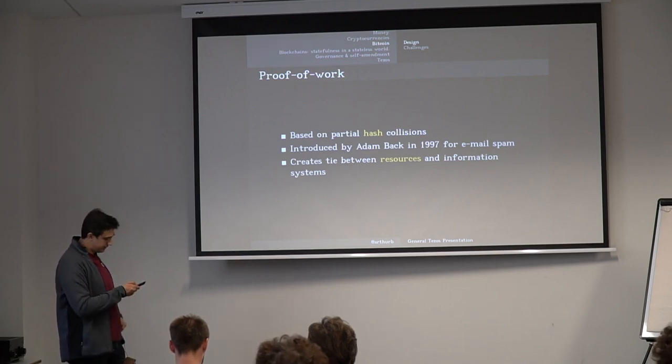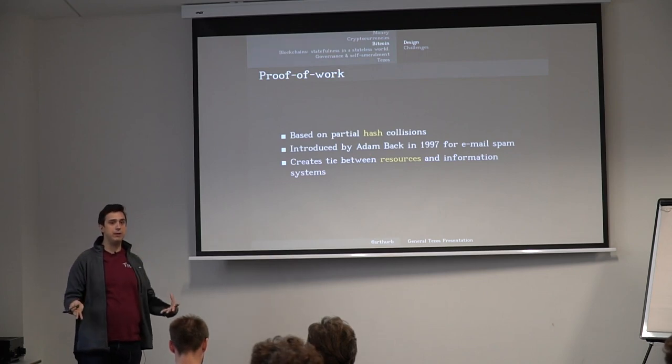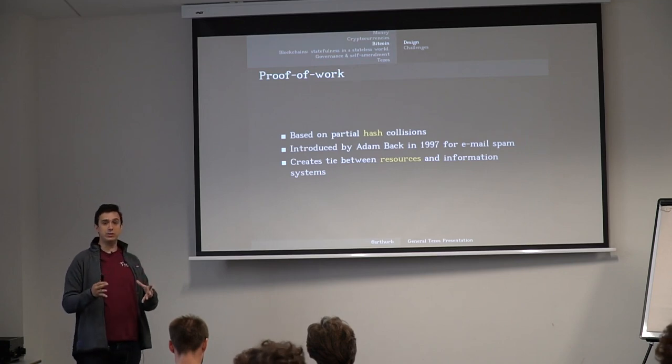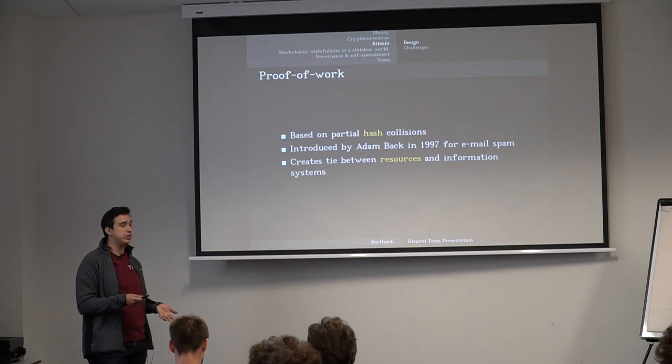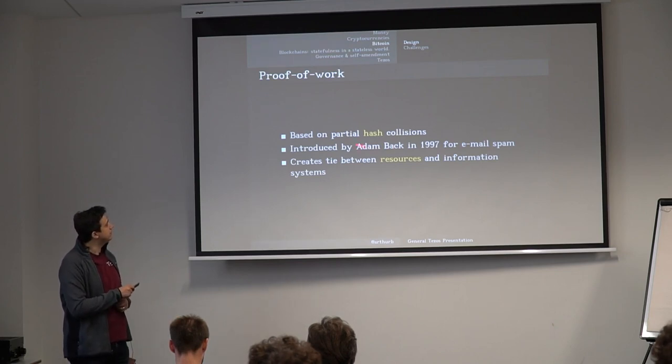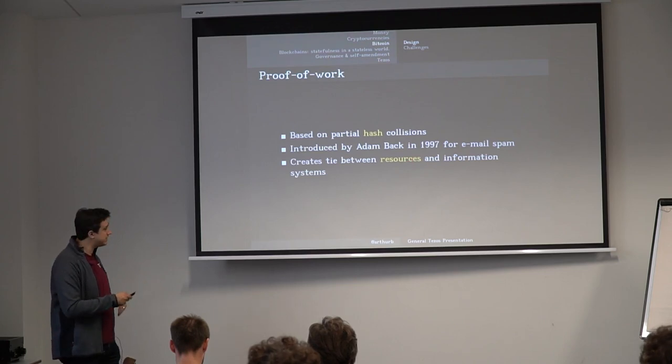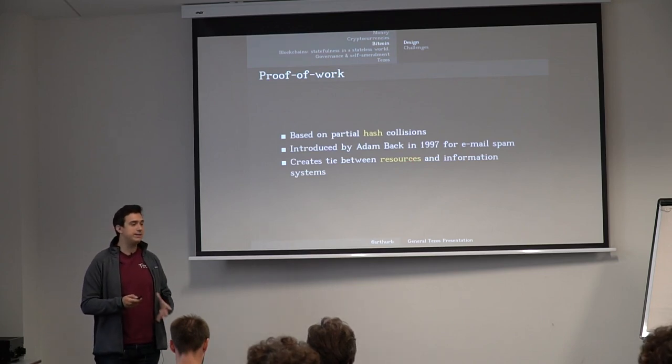And what it does that's really interesting is that it creates a tie between real-world resources, like computing power, electricity, and information. I was talking about how information is not scarce. You can always duplicate information. But this is scarce. This is something that you can verify mathematically, which is scarce. So that's interesting, and that's a first piece of building something like Bitcoin.